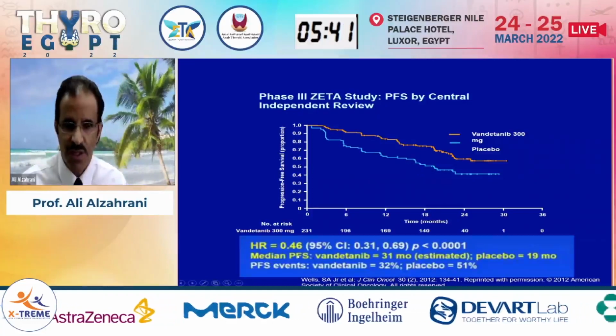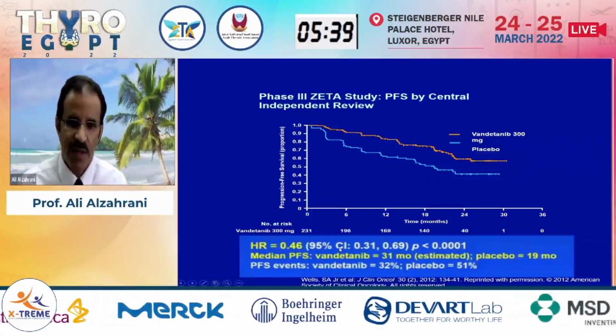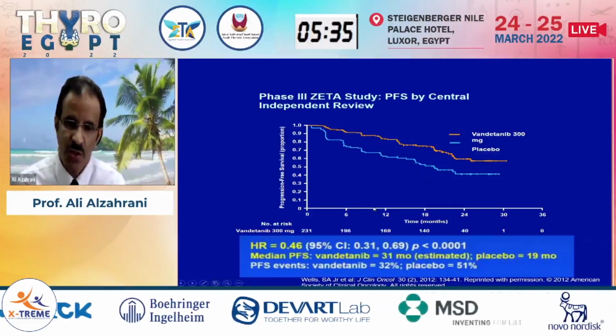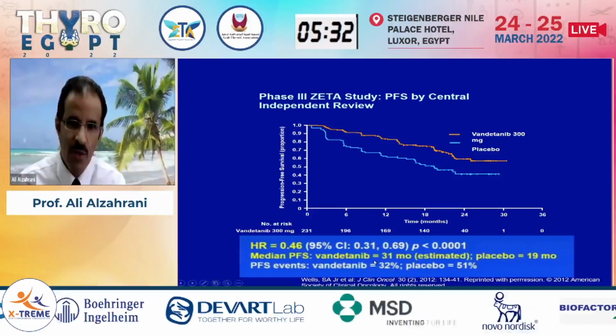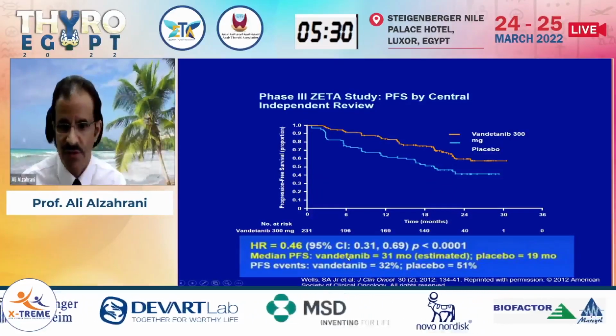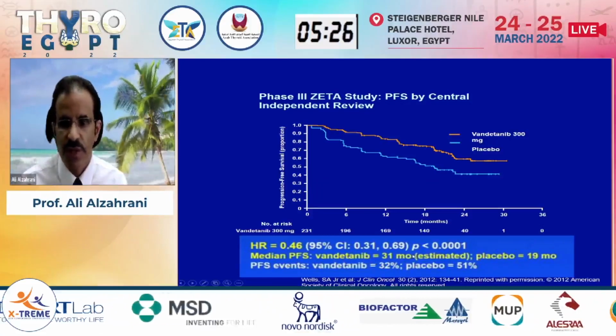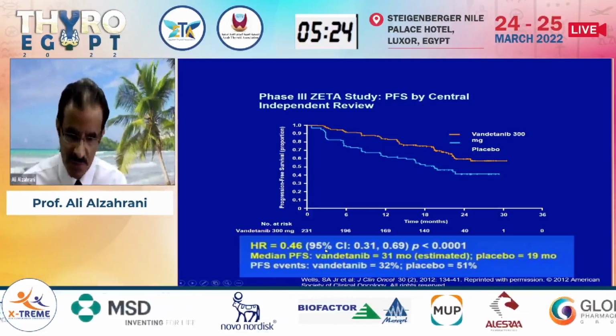And you can see the statistics here, a very significant reduction in the hazard ratio of progression-free survival, with median progression-free survival in the Pralsetinib group of 31 months compared to only 19 months in the placebo.